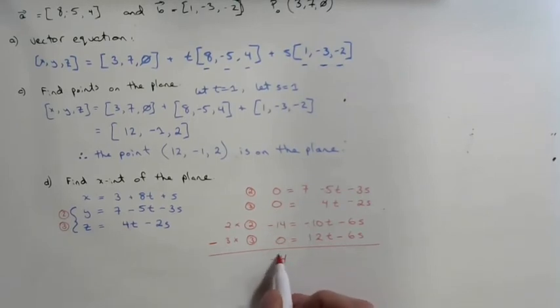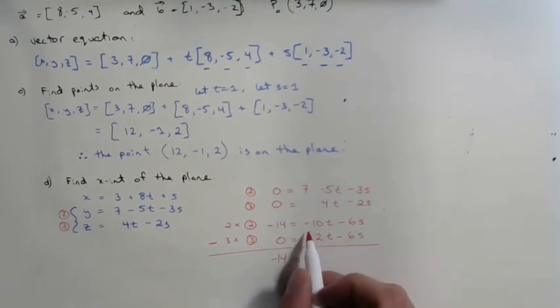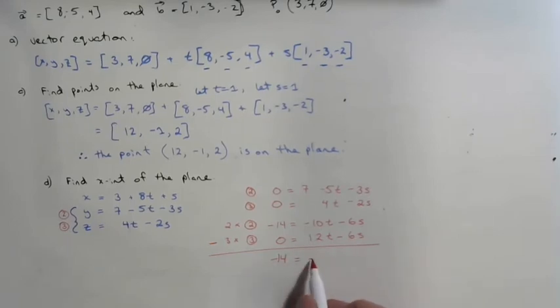Negative 14 minus 0 is negative 14. Negative 10 minus 12 is negative 22t, and this becomes 0. So now what do I have? Divide both sides by negative 22. I get t equals 14 over 22. Those are both even numbers, so this is going to reduce to 7 over 11. So t equals 7 over 11.